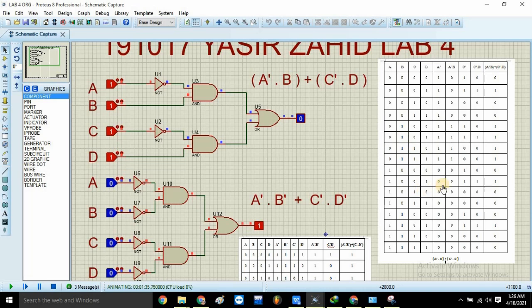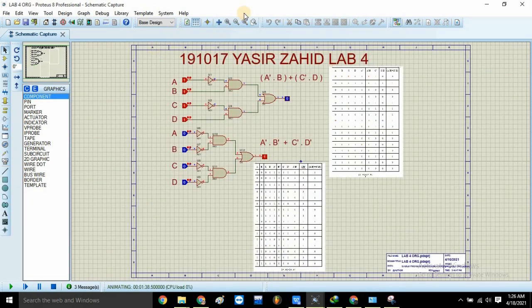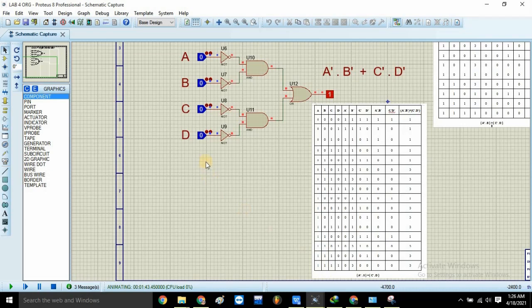Now coming to the second circuit, so just zoom in a bit. Okay, right here it's quite clear. Now at 0 0 0 0 we have 1. We are seeing these first 4 boxes and this last 1 box for the whole function.